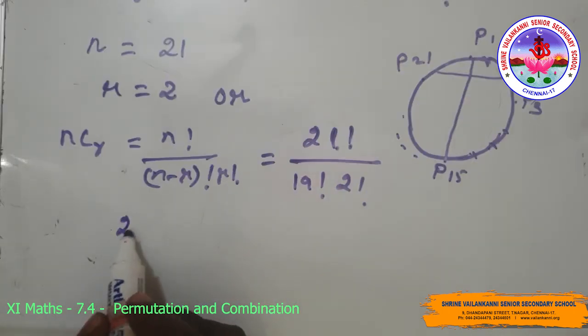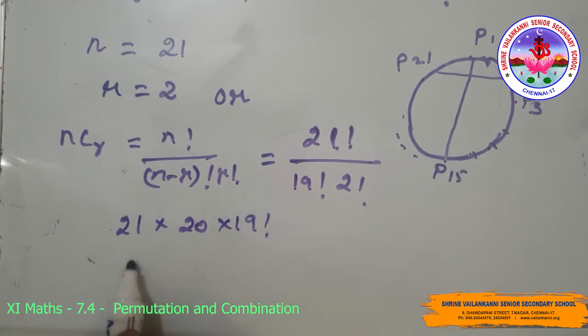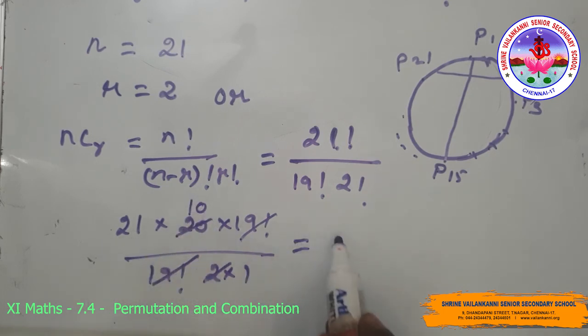So I can write 21 factorial as 21 into 20 into 19 factorial by 19 factorial into 2 factorial, cancelling these two. So 2 factorial is 2 into 1. So 2 and 20 will cancel to 10. So 21 into 10, which is 210 combinations. There are 210 combinations to make a chord.